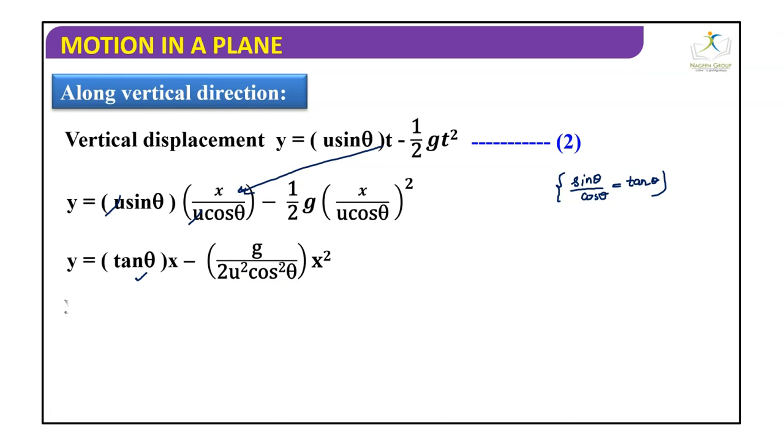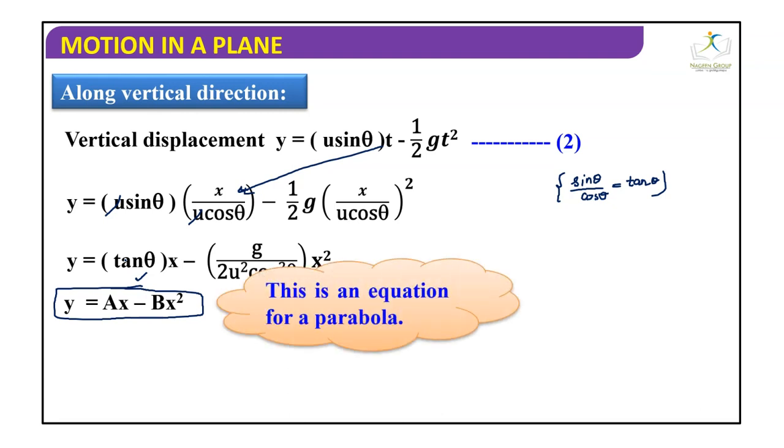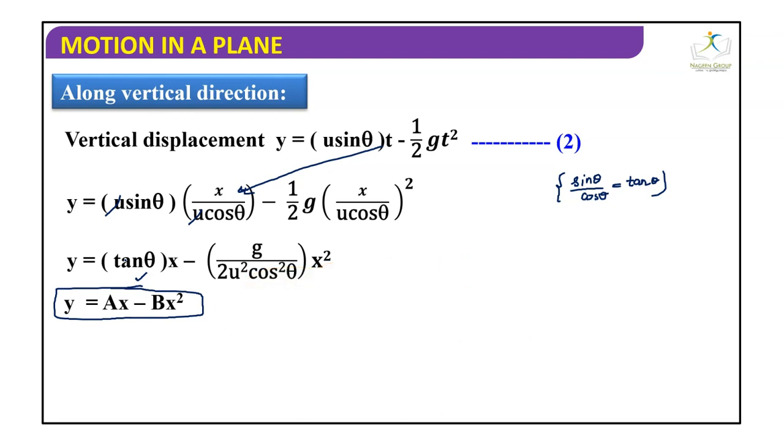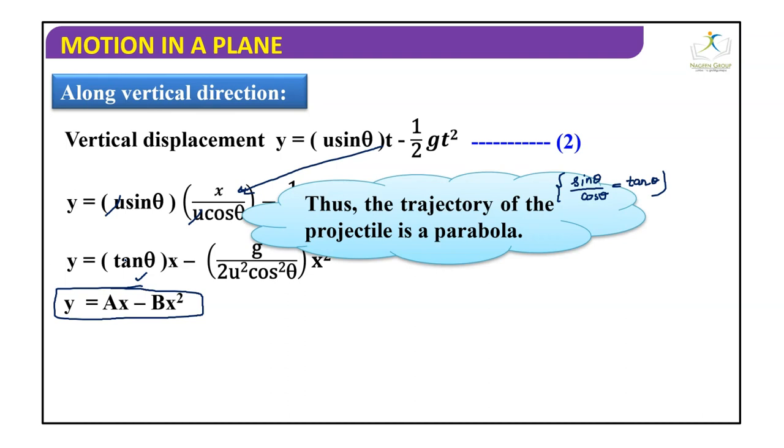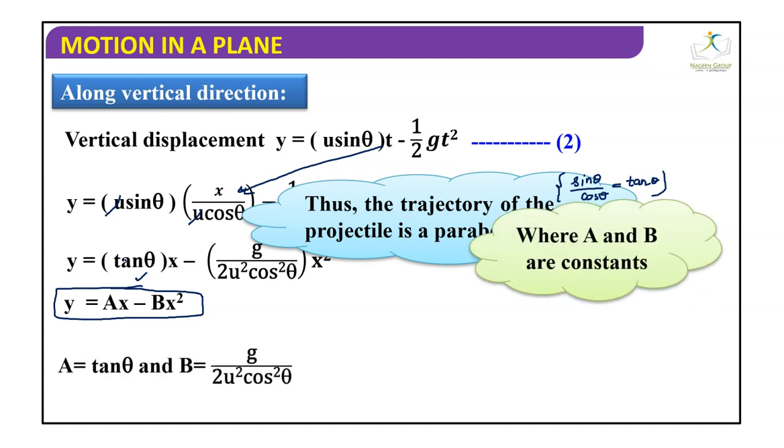Okay, which is the equation of the form y is equal to ax minus bx square. So this is the equation for a parabola. The trajectory of the projectile is a parabola, where a and b are constants: a is equal to tan theta and b is equal to g by 2u square cos square theta.